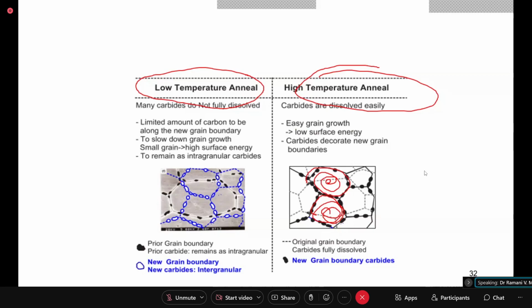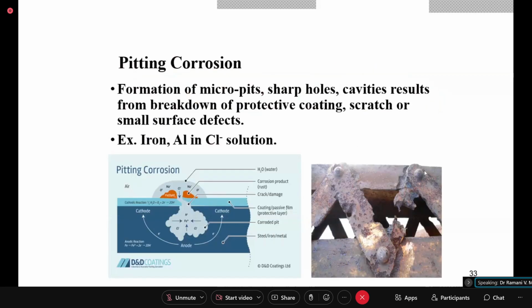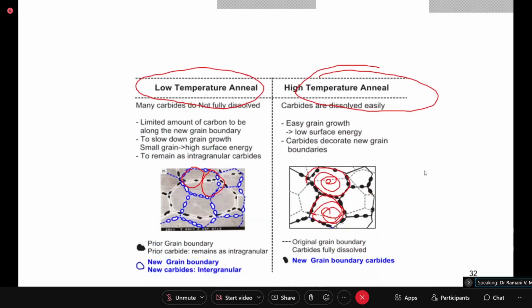The grain here, if it is like this much, after high temperature annealing, it grows to a larger size, and easy grain growth, low surface energy, carbides decorate new grain boundaries. Original grain boundary is shown here with the dotted line, and carbides fully dissolved through the solid line. Okay. So then the next part, that is intergranular corrosion.